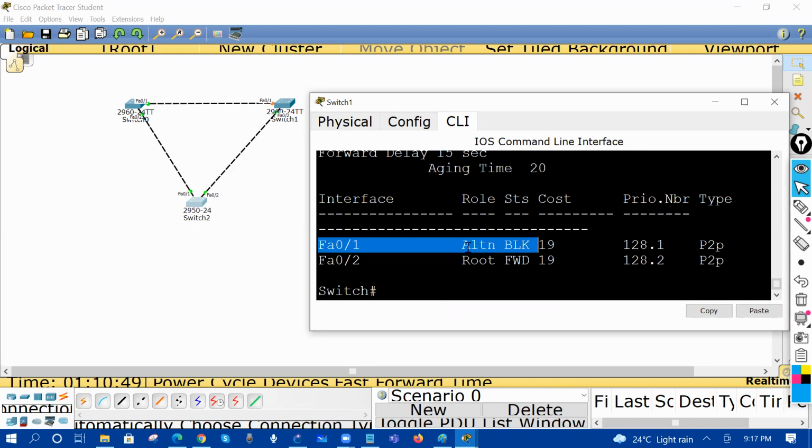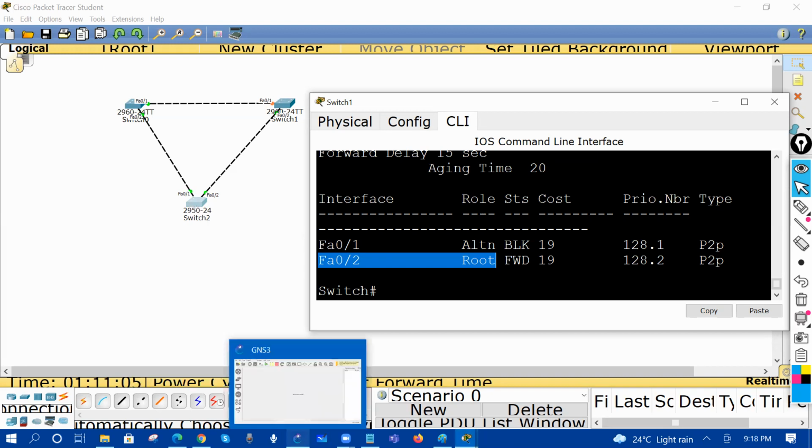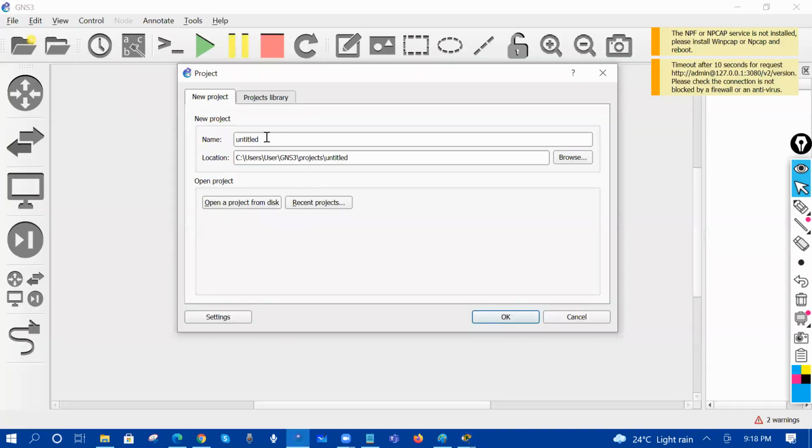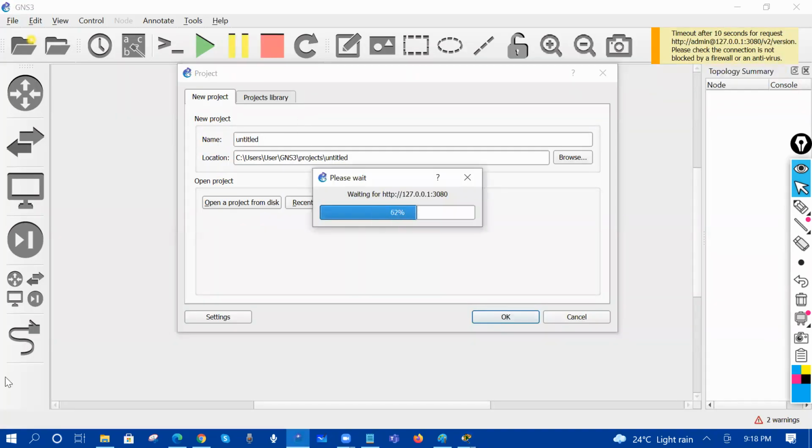We can call it an alternate port. Alternate port means an alternate way to reach the root bridge. The state is blocking. And this interface 0/2 is the root port, which always faces the root bridge. Root port always faces the root bridge. I'll show you the states over there.